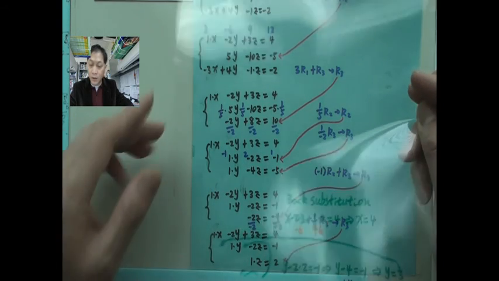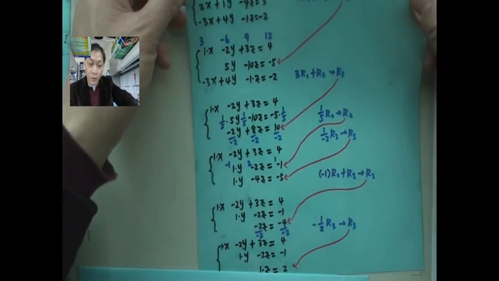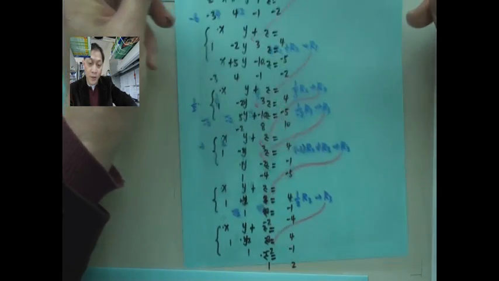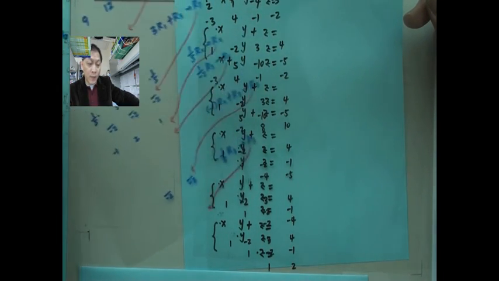Okay. Now, I'd like to take this operation away. So I'd like to take these blue steps. Those blue writings are steps. I want to take them away.